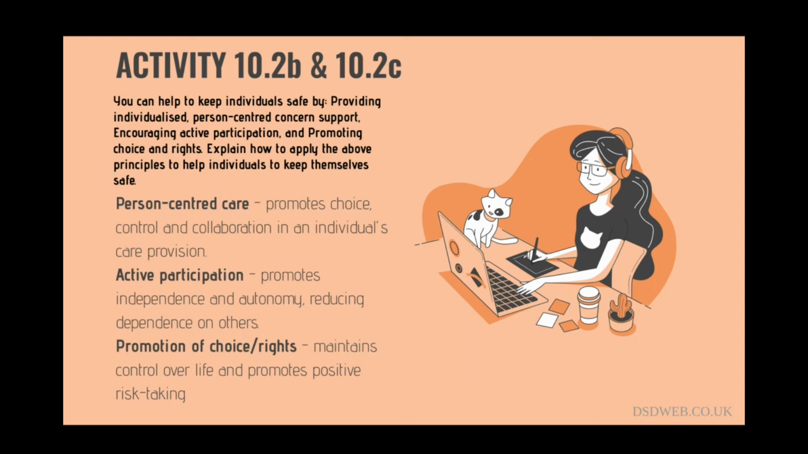Active participation involves ensuring that an individual has everything they need to participate in activities and establish and maintain relationships as independently as possible. By maintaining their autonomy, individuals will be less dependent on others, which reduces the likelihood of experiencing abuse or neglect. By promoting an individual's right, including their right to choice, an individual is able to make their own decisions and take their own risks, ensuring that they can maintain control over their life. This contributes to their self-esteem, self-confidence, and overall well-being.